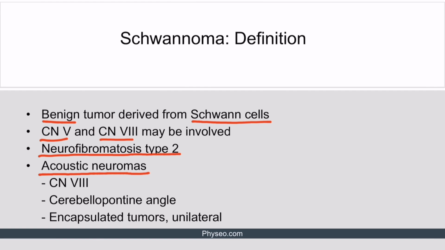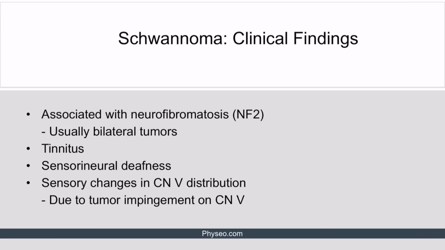Let's move on to clinical findings. Schwannomas are associated with neurofibromatosis type 2, usually bilateral tumors. There is tinnitus or ringing in the ear. A sensorineural deafness is seen as well.